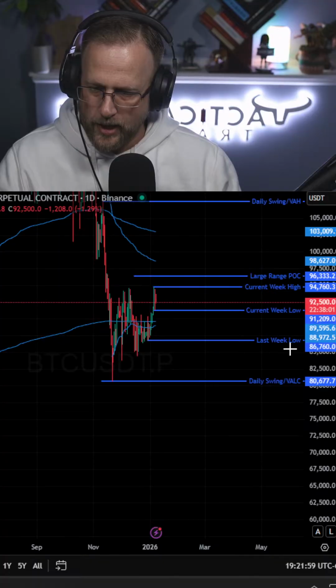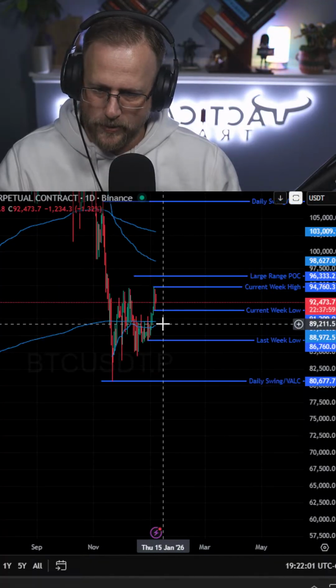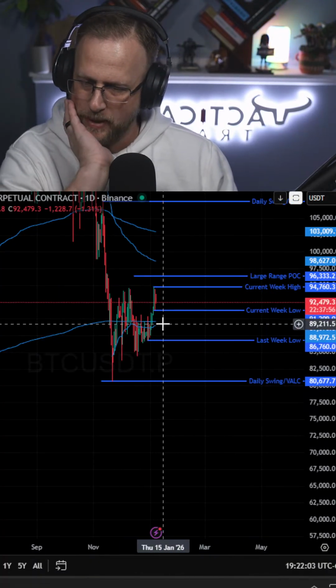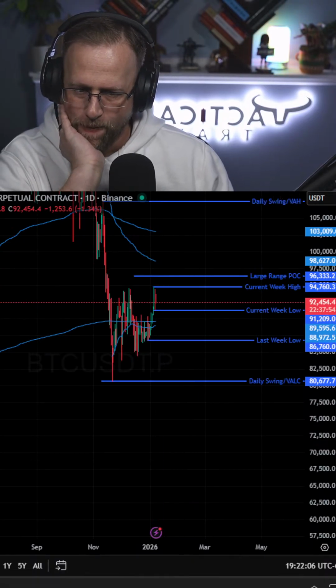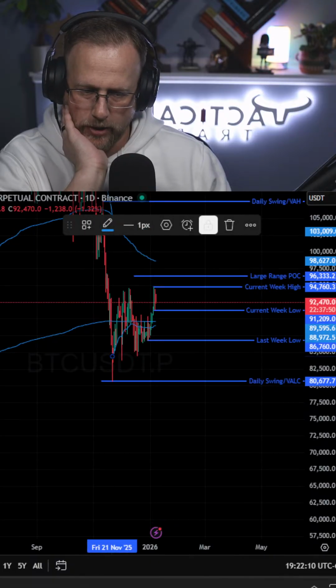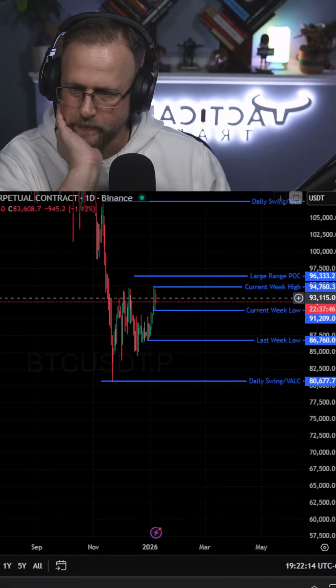I don't see a whole lot of confluence here. I mean, there's some confluence here at like 89 with 2 anchored VWAPs, but I don't trade them alone. Yeah, I don't really see much here. So I'm just going to lock them. And it might come into play later in the week as price moves, right? Let's just get those off of here.